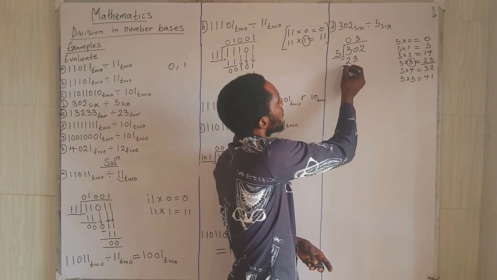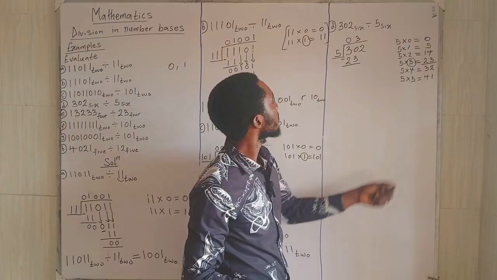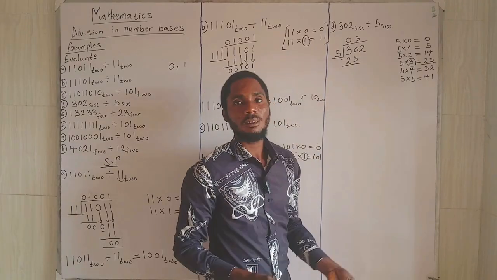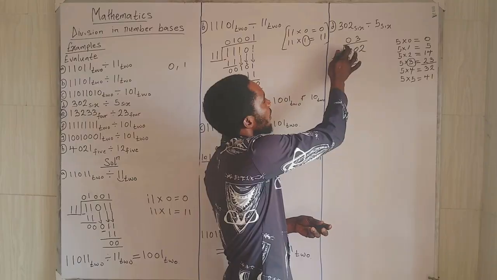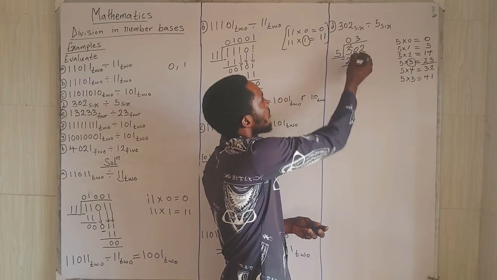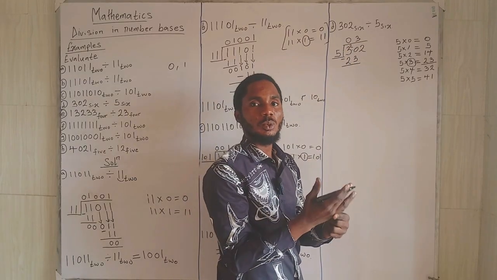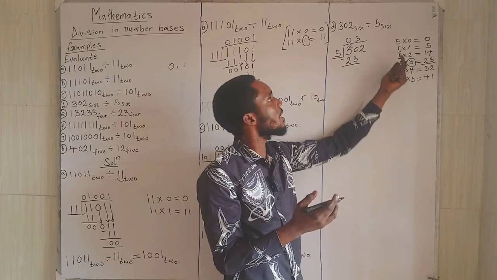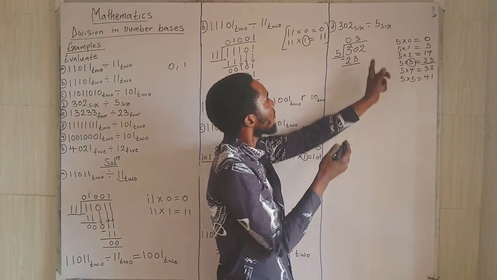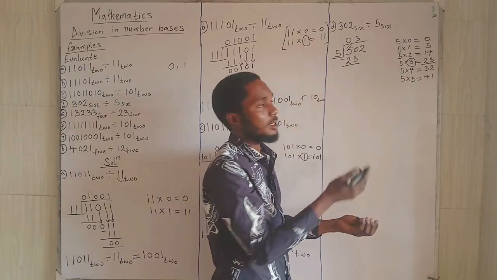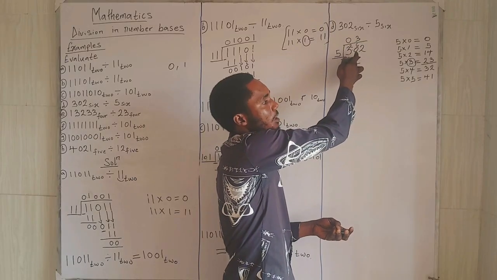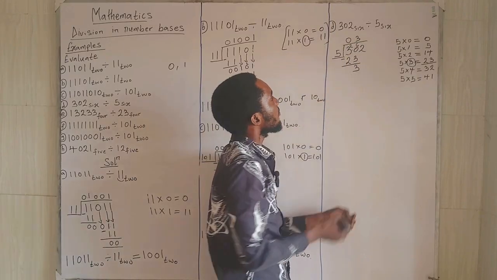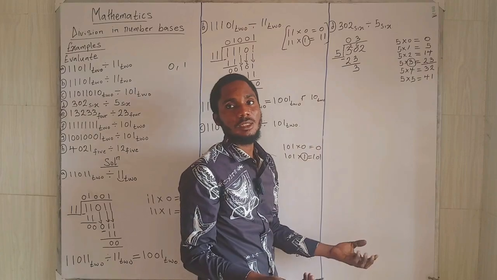Subtract. 0 minus 3 is not possible. We borrow 1 from the next digit. If we borrow 1 from 3, this will turn to 2. The one that we borrowed, we change to the base, and the base here is base 6. 6 plus the 0 here, that is 6. We now have this to be 6. 6 minus 3 is equal to 3. 2 minus 2, that is 0.